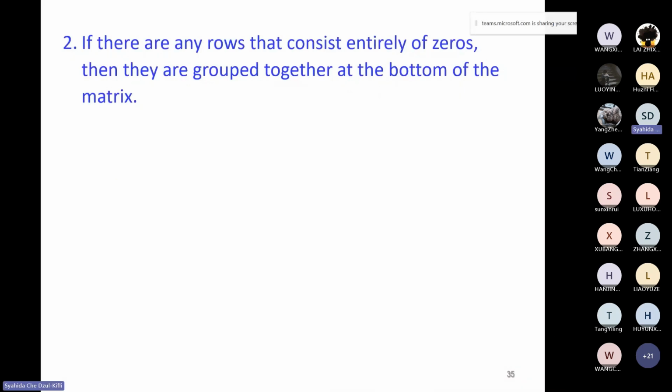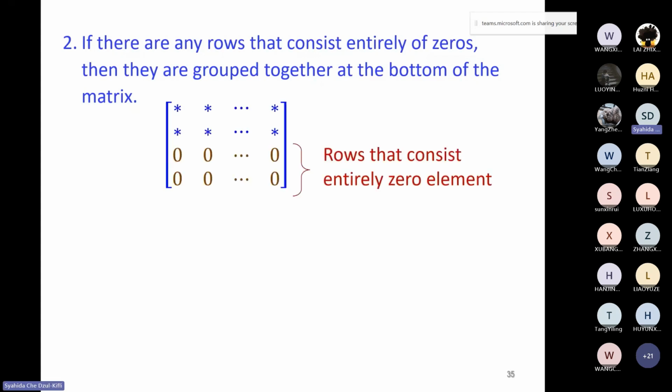If there are rows that consist entirely of zeros, then they are grouped together at the bottom of the matrix. Whenever we have rows with entirely zeros, we collect them together and put them at the bottom of the matrix.